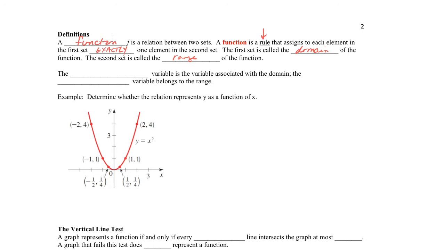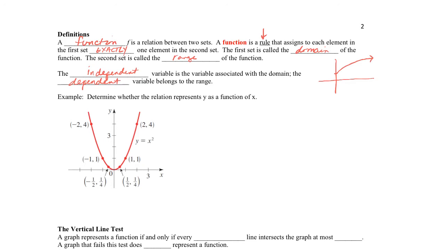The independent variable is the variable associated with the domain, and the dependent variable belongs to the range. When we talk about independent and dependent variables, an easy way to remember this: the dependent variable is always the y values, independent is the x values. So let's create a scenario here that'll help. Let's create a graph. Maybe I have a graph that looks something like this.